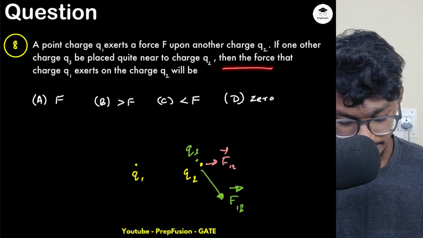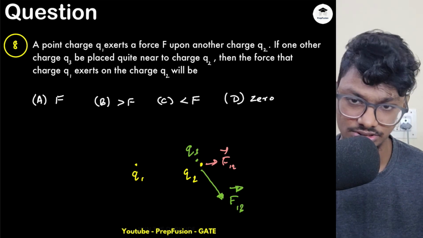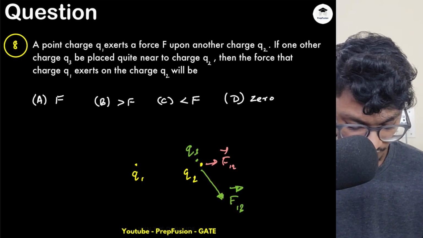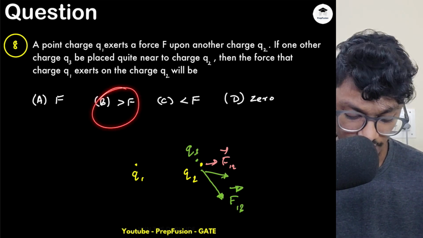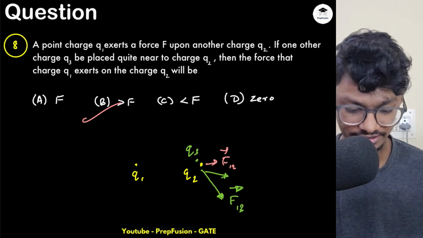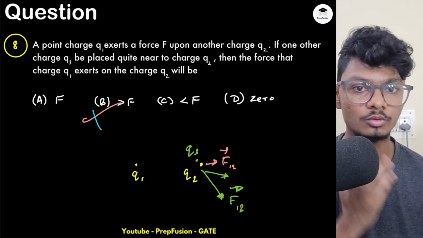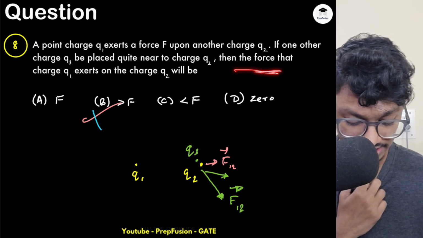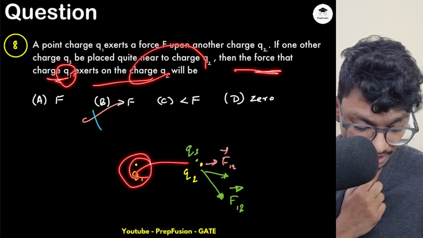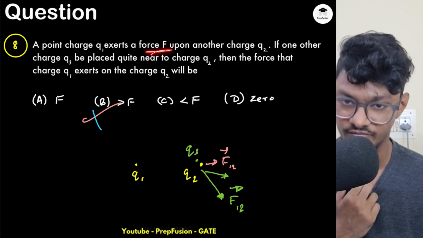Then what will be the force that q1 exerts on the charge q2? The force has certainly increased, right? So the overall force will be greater than the previous force, and option B would be correct, but only if that were the question. This is incorrect because you didn't read the question correctly. The force that charge q1 exerts on charge q2 will still be the same as f12. It will not change.